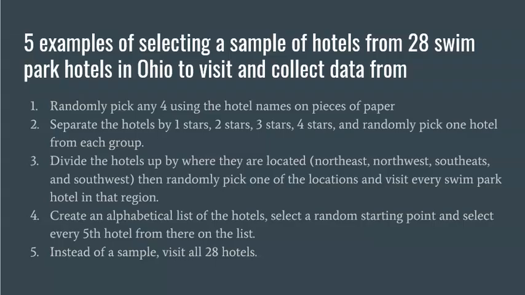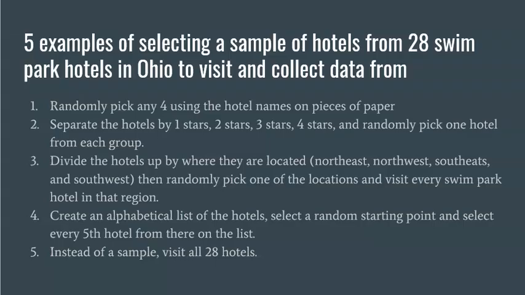Maybe another option is I can create an alphabetical list of the hotels, and I'm going to select a random starting point. And from that random starting point, I will select every 5th hotel on that list. And one last thing I could do is just take a sample of all 28 hotels. That would be called a census. So instead of picking a couple of the hotels, I just look at all of them.